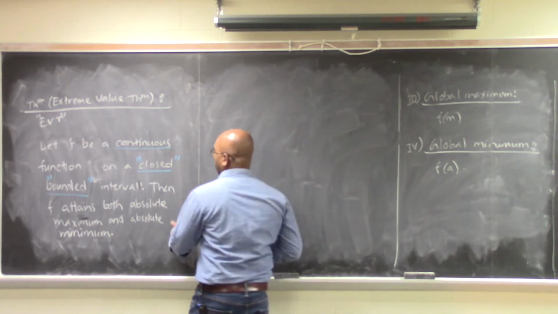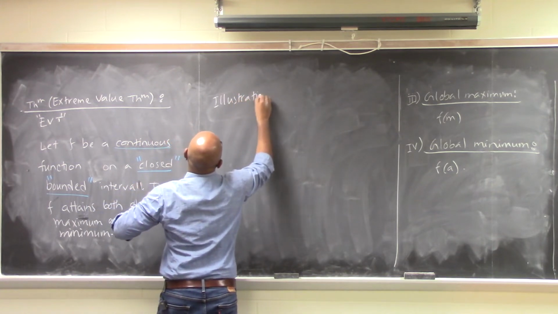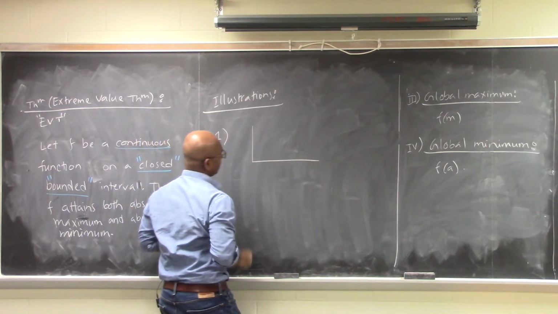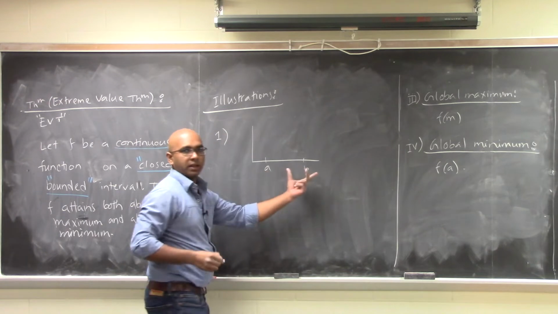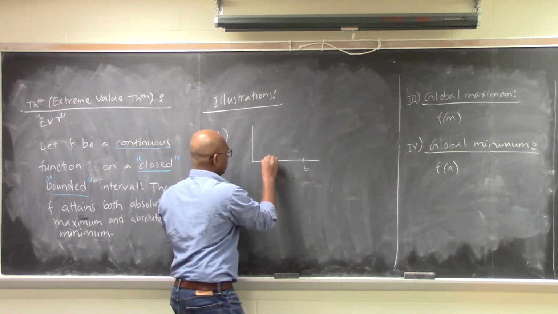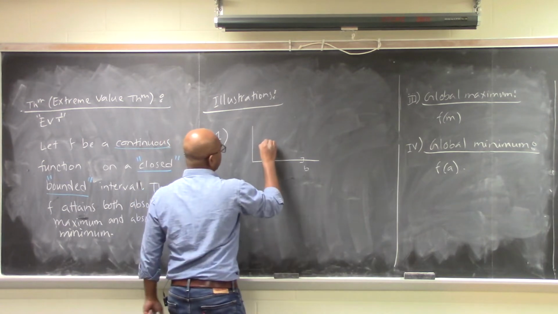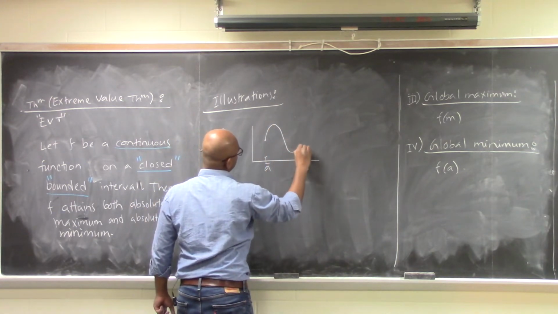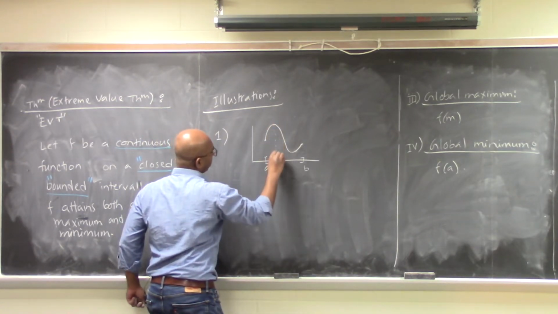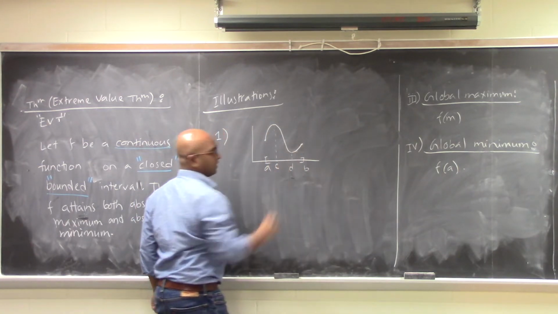All right, now just let me give you some illustrations. So it can happen that your function, let's say this is your domain, starting at A, ending at B. It's a closed interval and it's bounded. Okay, and your function can look like this. Let's say, okay, and here you see this guy. This is C, so f of C is your global max. Let's call this one D, and f of D is your global min.